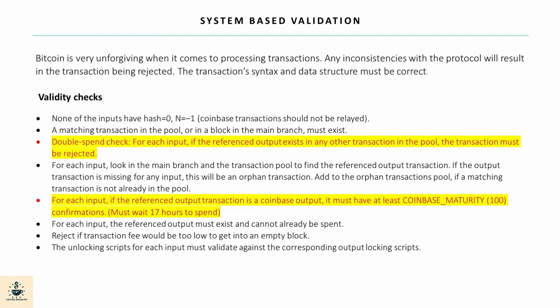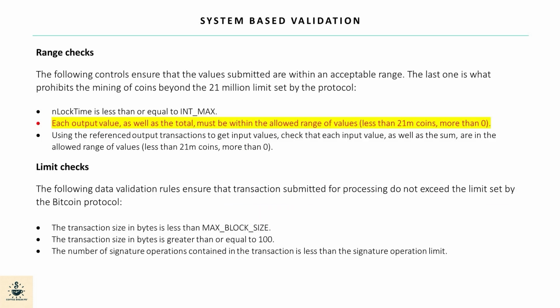the double spend problem. Another rule integrated into the system is that if a transaction's input is a Coinbase output, it must have a maturity of at least 100 confirmations, which equates to about 17 hours. This means that miners must wait approximately a whole day to spend the Bitcoin they earn from mining, serving as yet another internal control. The system also incorporates range checks and limit checks.